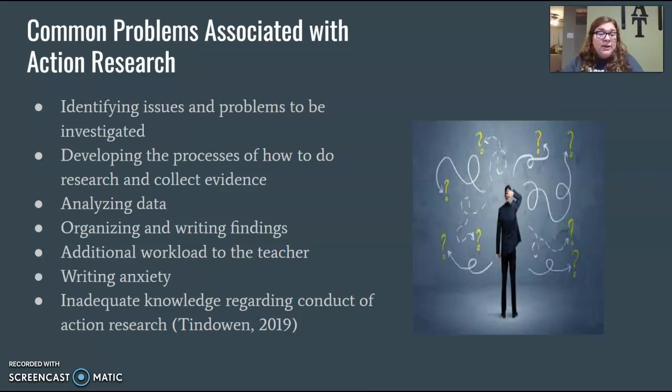Organizing and writing findings. A lot of this will fall on the classroom teacher, and as all of us know, we're super busy anyways, and so this is just another thing that you feel like you have to do. Writing anxiety and inadequate knowledge regarding the conduct of action research. You don't really know how to do it until you jump in and do it.